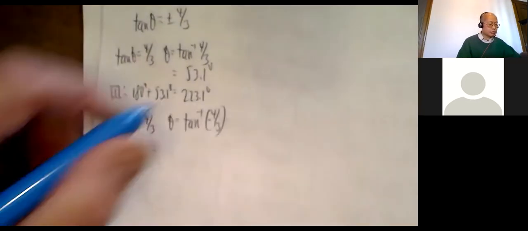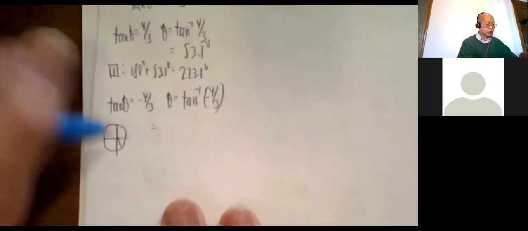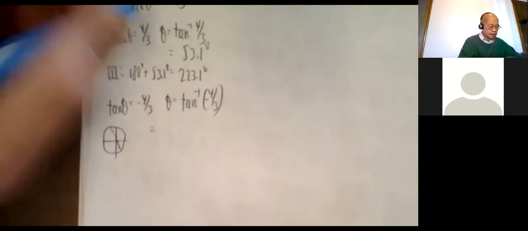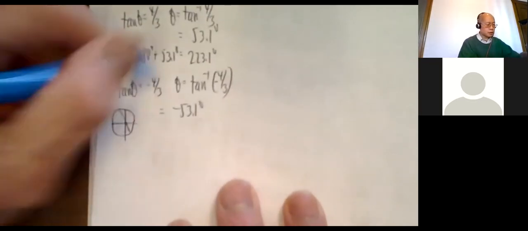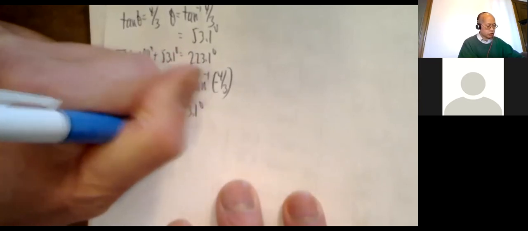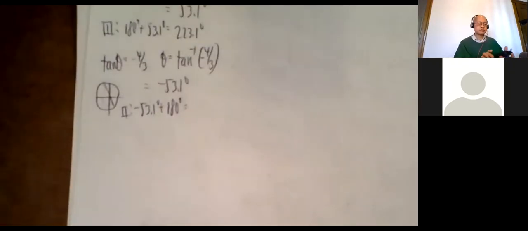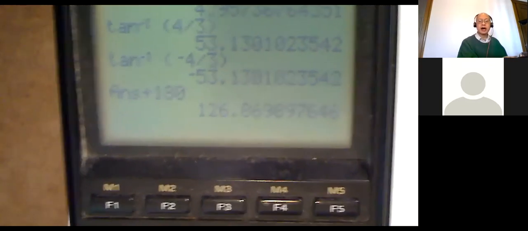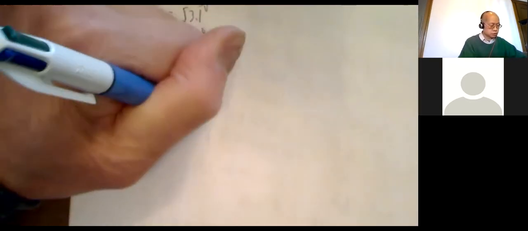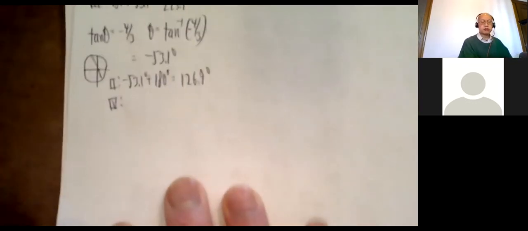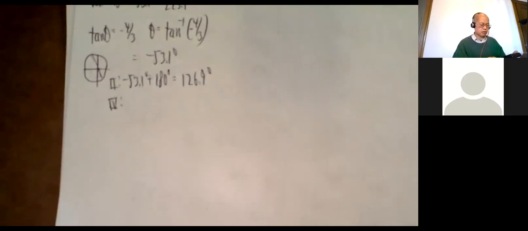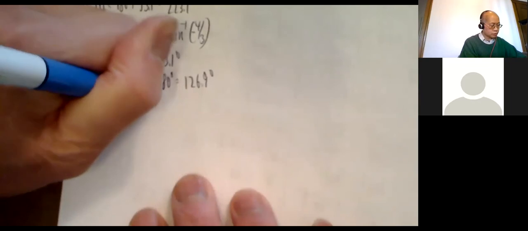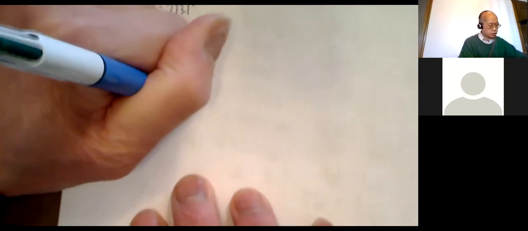Okay. So that angle is here somewhere. So I just add 180, I'll get the one over here. I'll add another 180 to get the one over here. Okay, so what do we get? Negative 53.1. Okay, so quadrant 2, negative 53.1 plus 180 is 126.9, rounded off. And then the quadrant 4 angle, I add another 180, so plus another 180, 306.9.